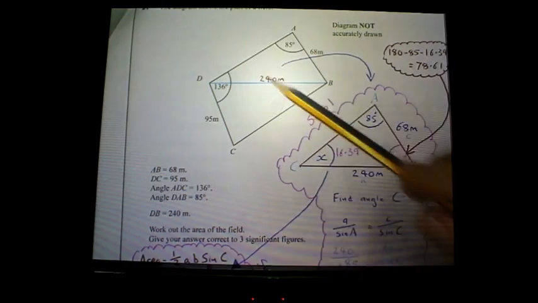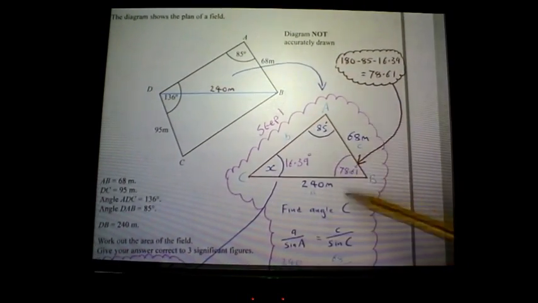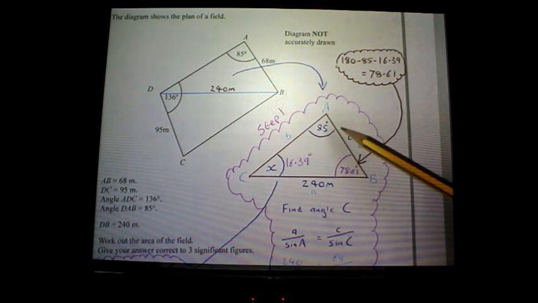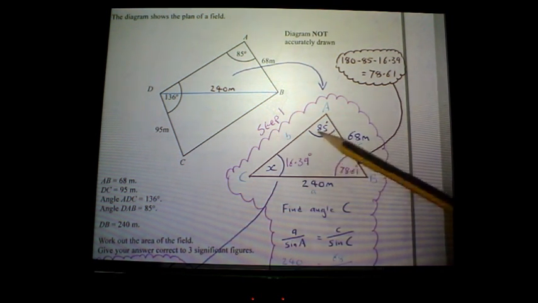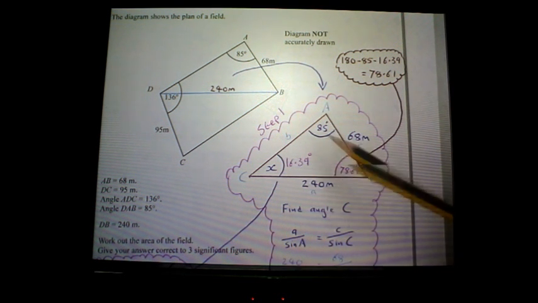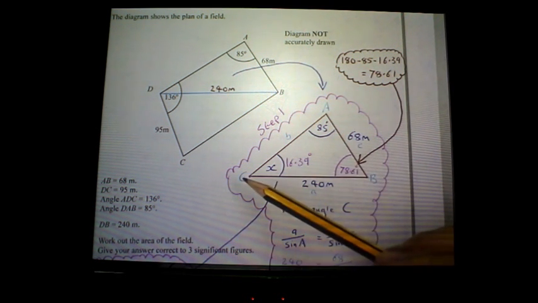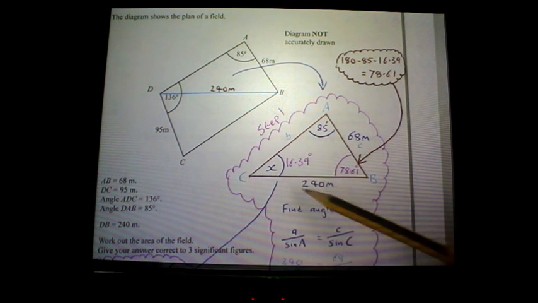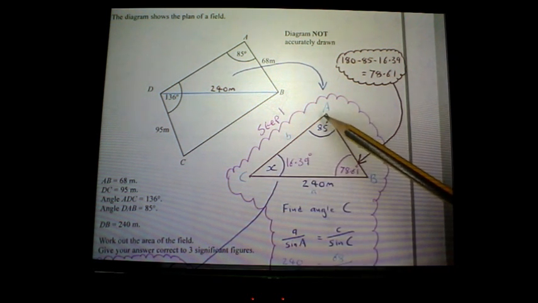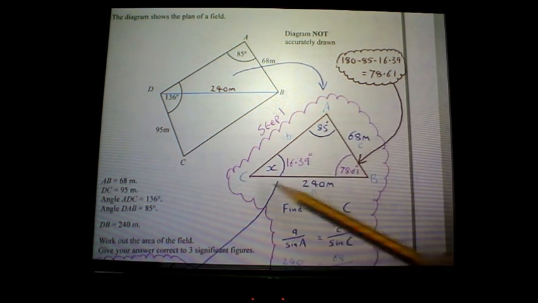Work out the area of the field. I've split it into 2 triangles. This one is here. This is my top triangle. So this is what I'm going to try and work out first. So step 1, I'm going to try and calculate the area of this. But to do that, I've got to find angle C. And I've called this angle C over here. I've used A over sine A equals C over sine C.